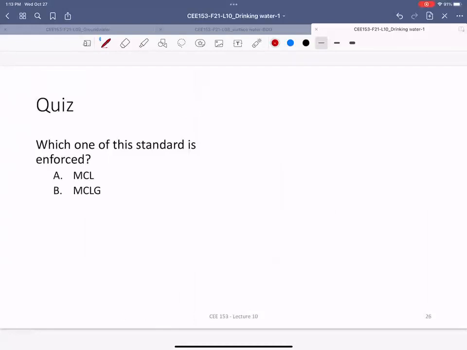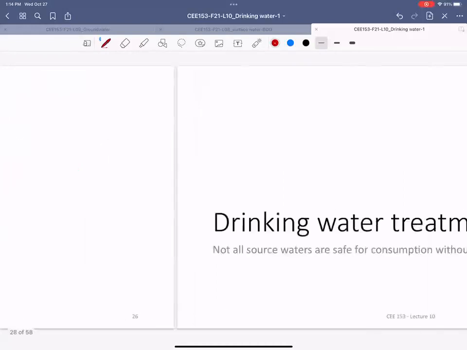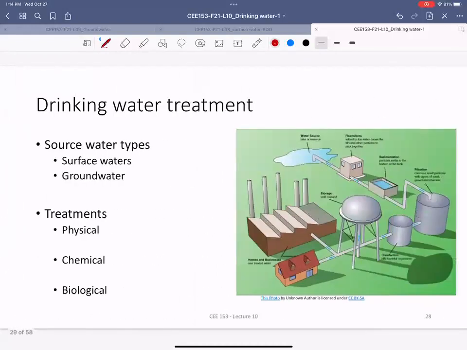Which one of the standards is enforced? This is the one, not the other one. All right, so the main point here now is how do you design a drinking water treatment system? The first thing is where the drinking water comes from. Where it comes from determines what kind of treatment system you'll have.